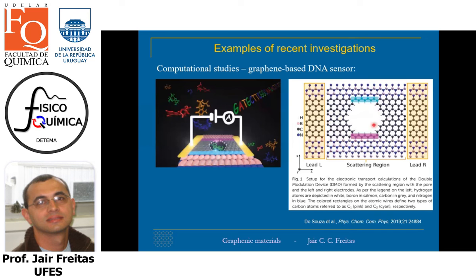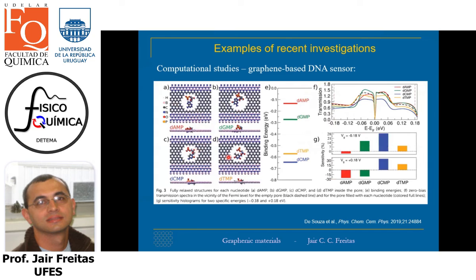So they constructed a model containing a big pore here. Here we have boron nitride in the top and the bottom parts, and in the central region we have graphene. And when the DNA molecule passes through this pore, the electronic properties of the device are changed. And they demonstrated that depending on the type of the nucleotide, you can have slightly different responses. So the device is selective, can be used to detect different nucleotides in a DNA molecule. So applications of graphene and graphenic materials as sensors, biosensors, electrochemical sensors, or even mechanical sensors, these applications are very common.